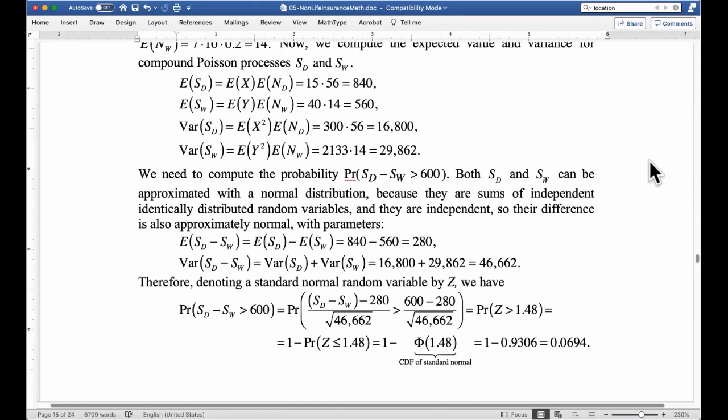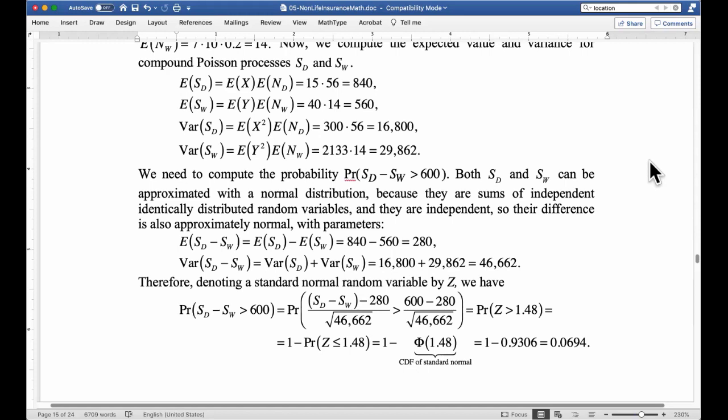Therefore, denoting a standard normal random variable by Z, the probability that S sub D minus S sub W is greater than 600 is equal to the probability that S sub D minus S sub W minus its mean, which is 280, divided by its standard deviation, which is the square root of 46,662, is greater than, the right-hand side is 600, but we have to subtract the same thing to keep the inequality valid. So we subtract 280, like on the left-hand side, and we divide by the square root of 46,662, like on the left-hand side.